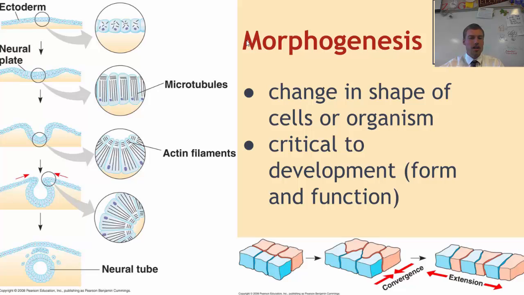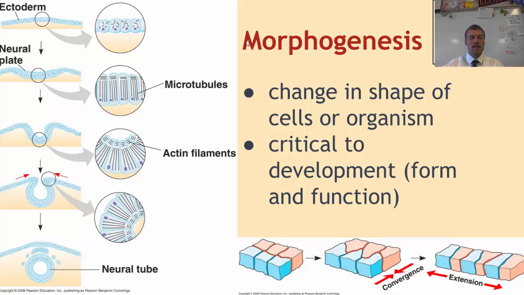Morphogenesis is the changing in the shape. So morpho, shape, genesis, creation, right? So the creation of different shapes. And that occurs just throughout the development process. It is critical to development, right? Because think about form and function. We've talked about that several times. You've got to have the right form in order to be able to perform your function.